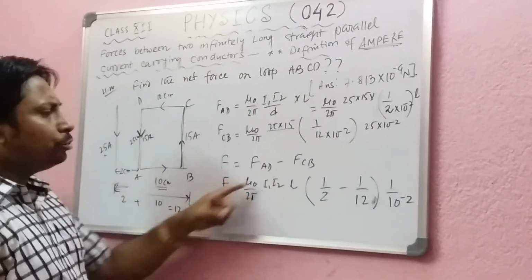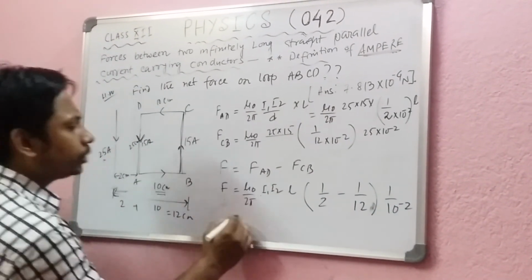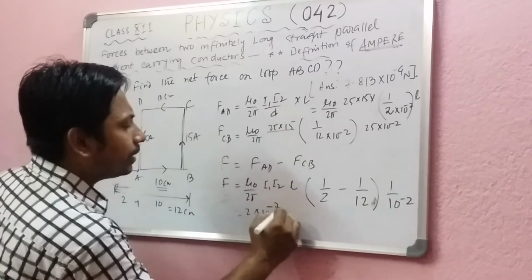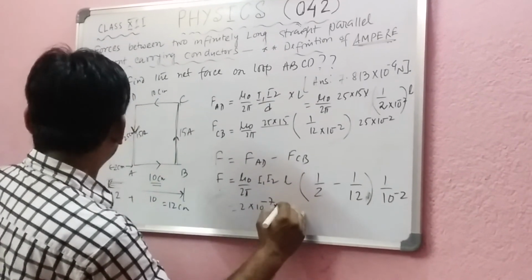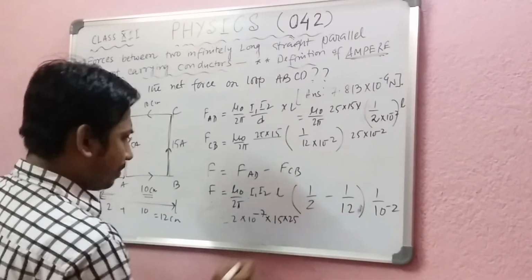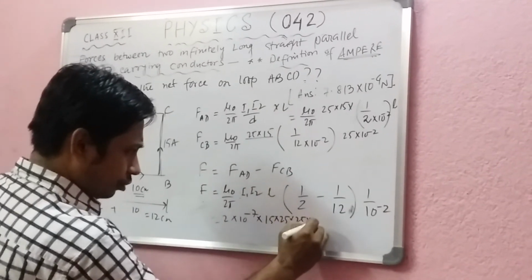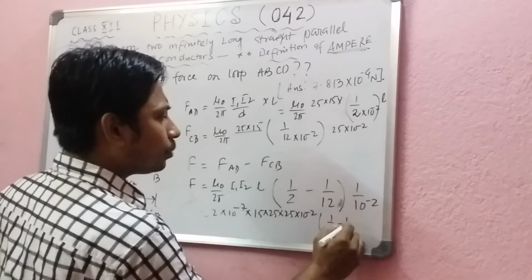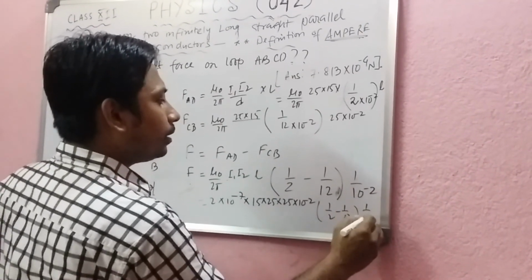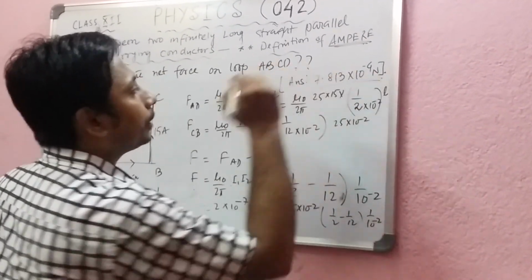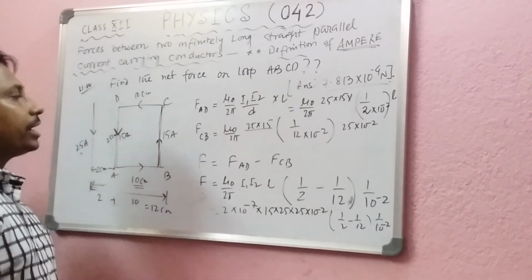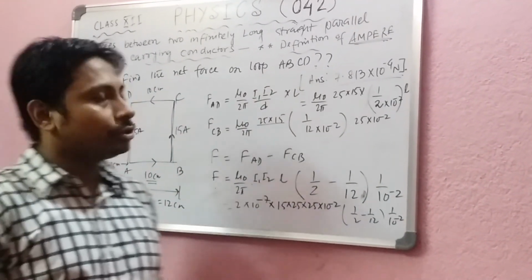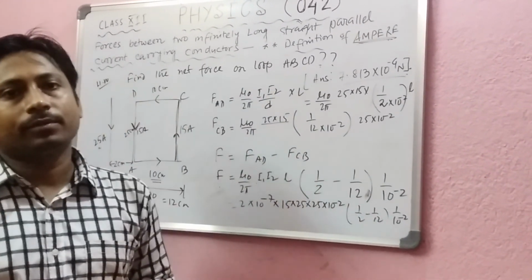So put the value here. Here 2 into 10 to the power minus 7. Current means 15 into 25 ampere. Length 25 into 10 to the power minus 2, centimeter to meter. Then 1 by 2 minus 1 by 12. Solve it, you will get the result. This is the answer. Okay. Students, try yourself. So students, that's all for today. Thank you.